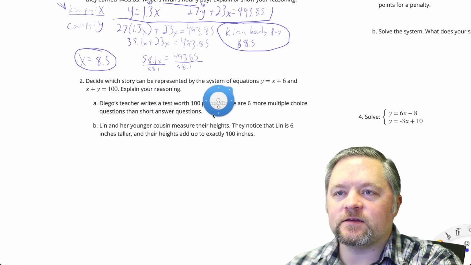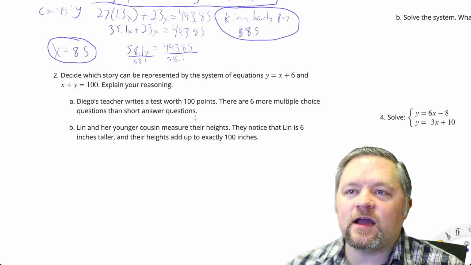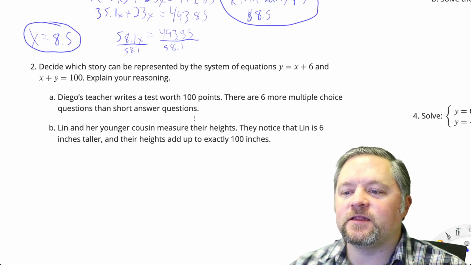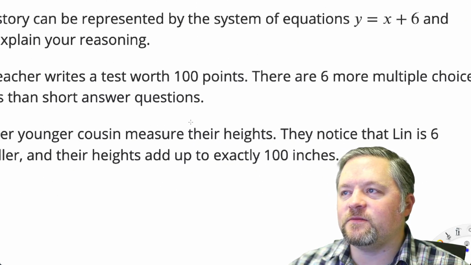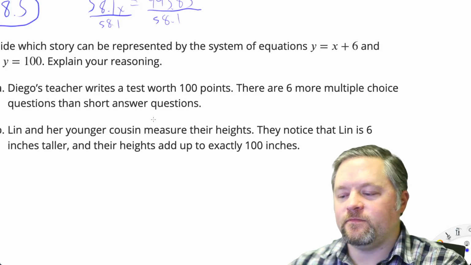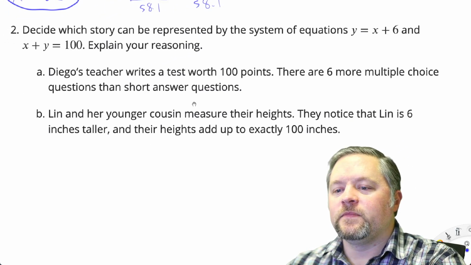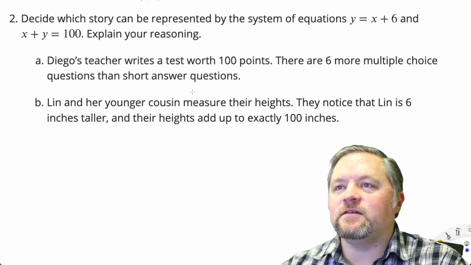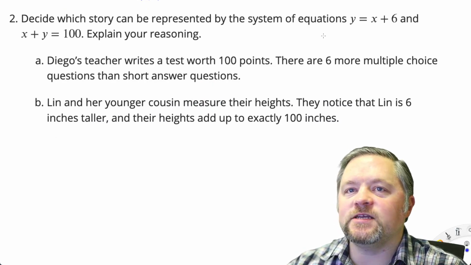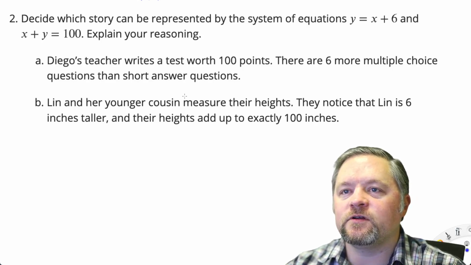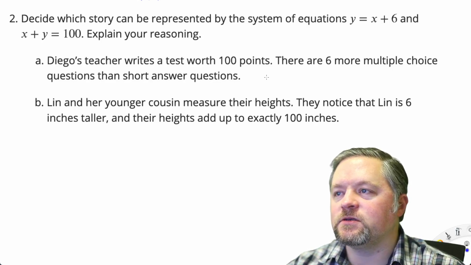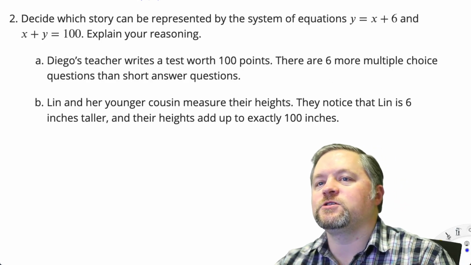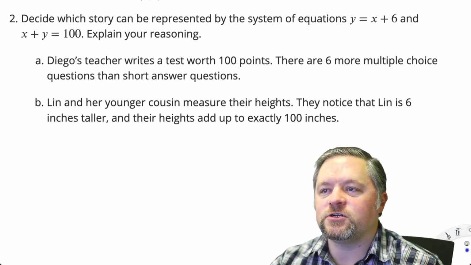Okay, what have we got next? Decide which story can be represented by the system of equations y equals x plus 6 and x plus y equals 100. Diego's teacher writes a test worth 100 points. There are six more multiple choice questions than short answer questions.